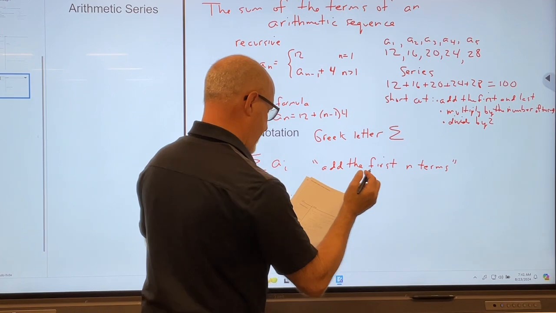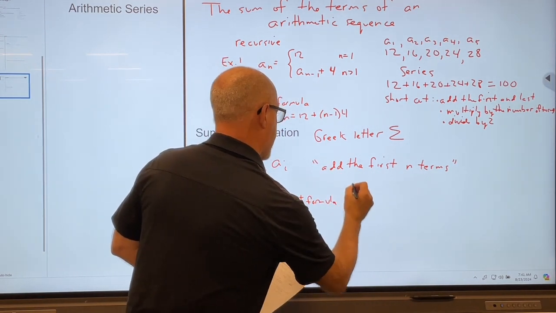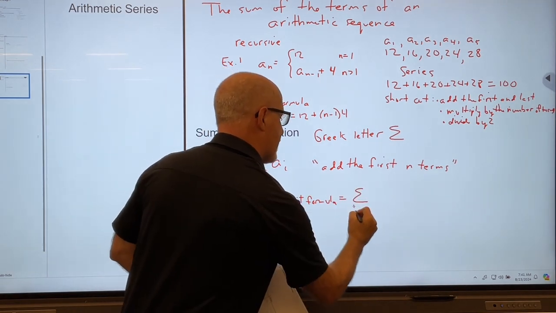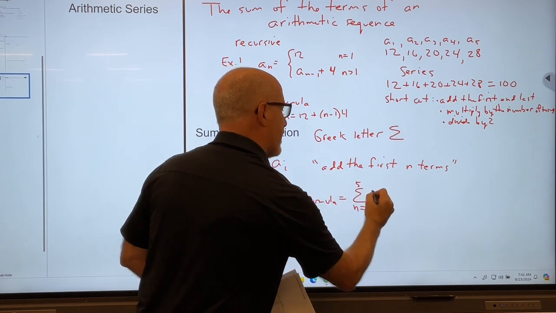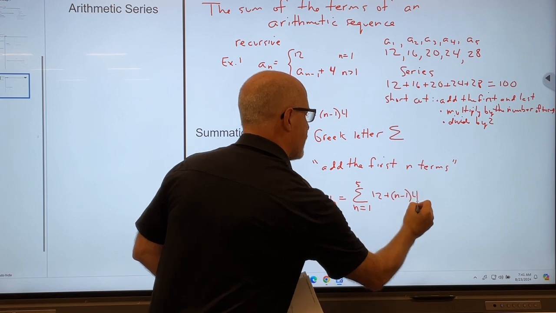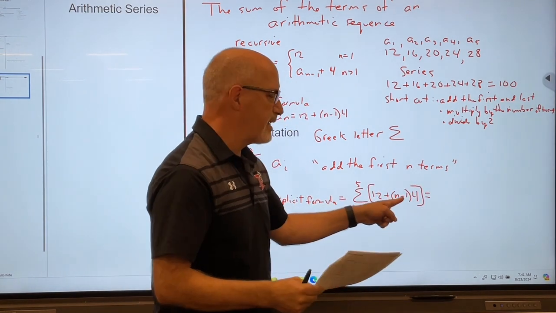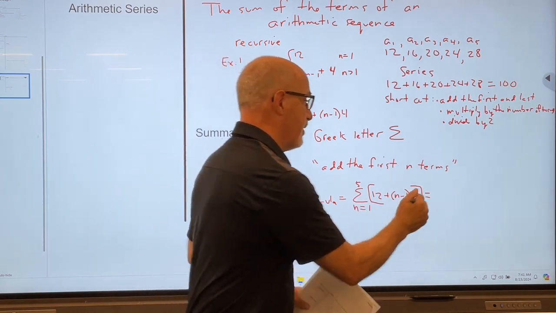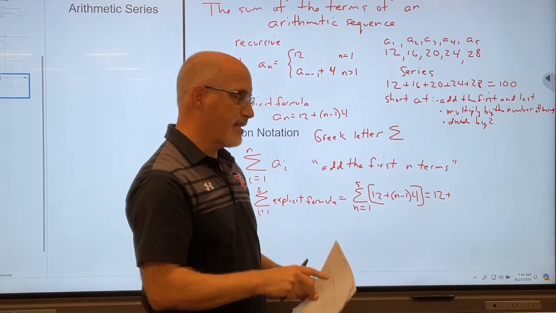So what I get here is, for this formula, I'm going to put the sum, and I'm going to switch to n because I'm using n as my subscript, 1 to 5 of this formula, 12 plus n minus 1 times 4. All that means is put 1 into that. 1 minus 1 is 0, times 4 is 0. You get a 12. Summation sigma means sum them together.